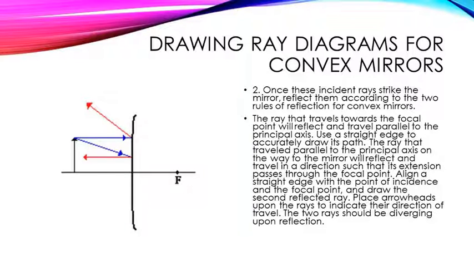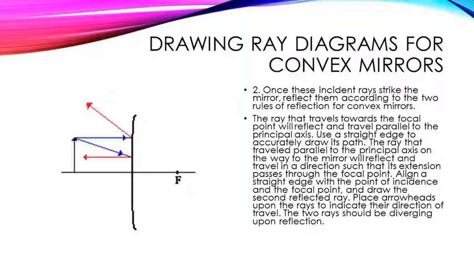Once these incident rays strike the mirror, reflect them according to the two rules of reflection for convex mirrors. The rays that travel towards the focal point will reflect and travel parallel to the principal axis. Use a straight edge to accurately draw its path. The ray that traveled parallel to the principal axis on the way to the mirror will reflect and travel in the direction that its extension passes through the focal point.